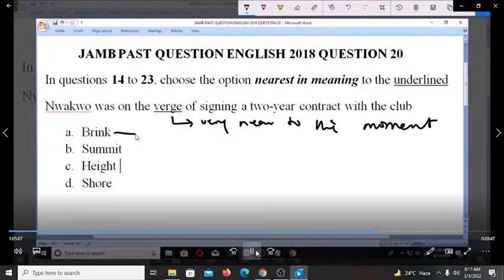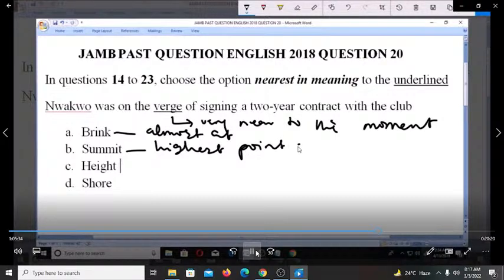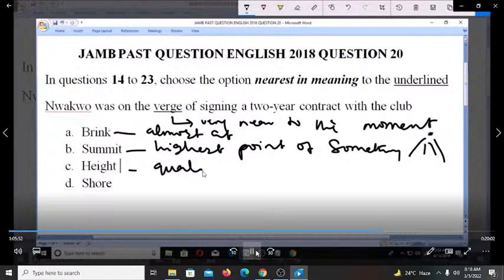Brink is also the same thing. You're almost at something, or something is in a very exciting situation, like brink, almost at. Now summit means the highest point of something. If you say that this is a mountain, and you want to get to the summit of the mountain, this is the summit, the highest point of the mountain. Height is the quantity of being tall or being high, the quality of being high.